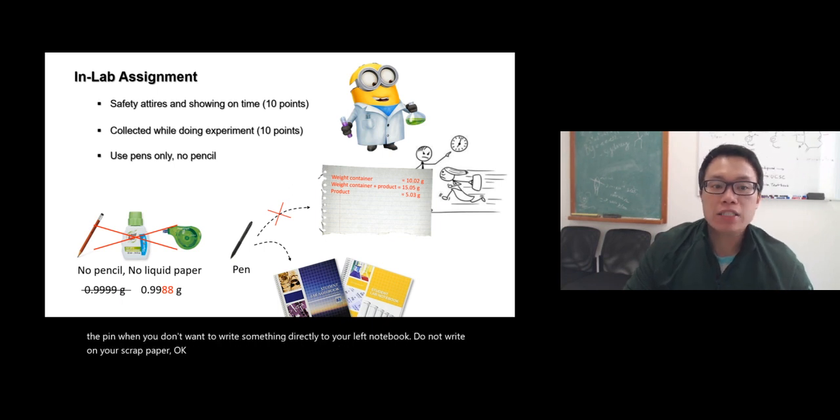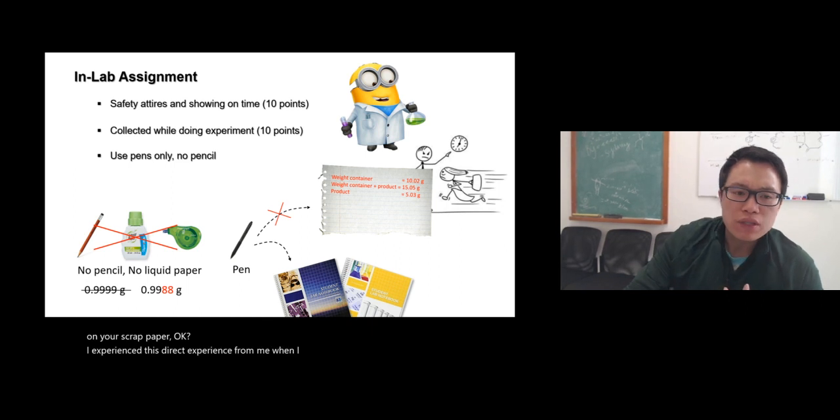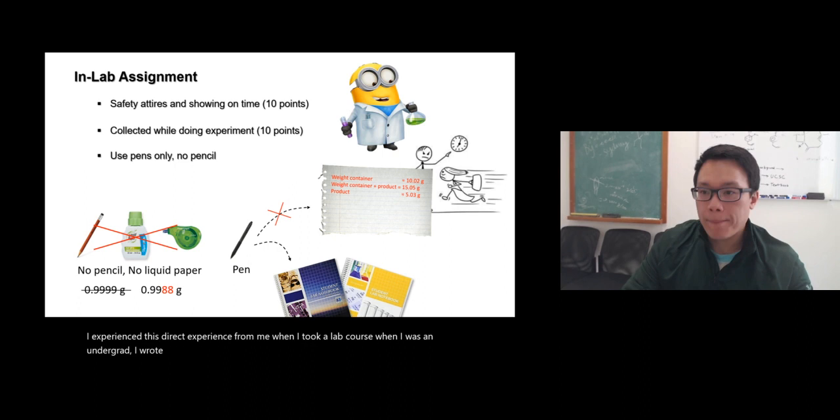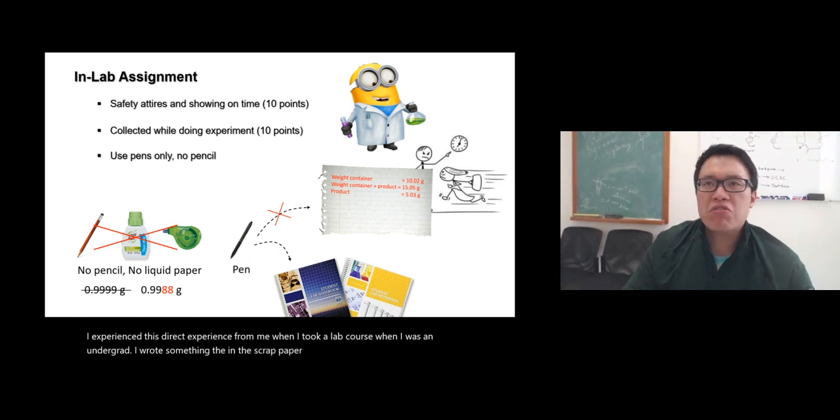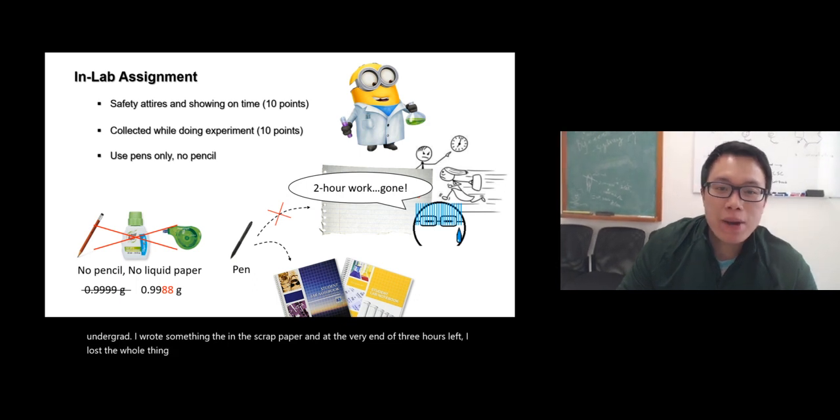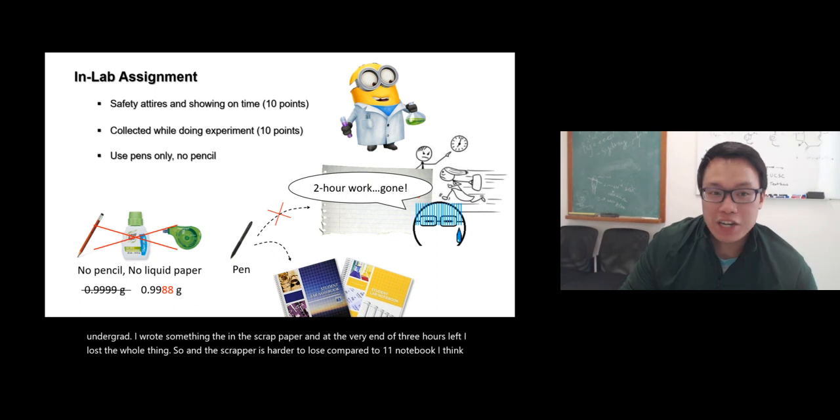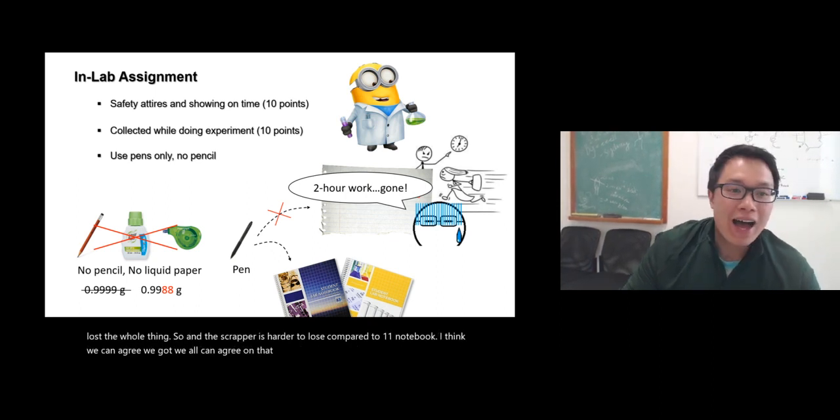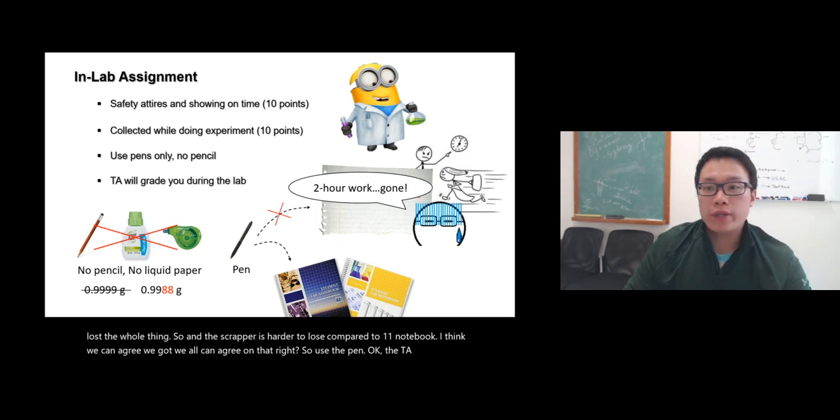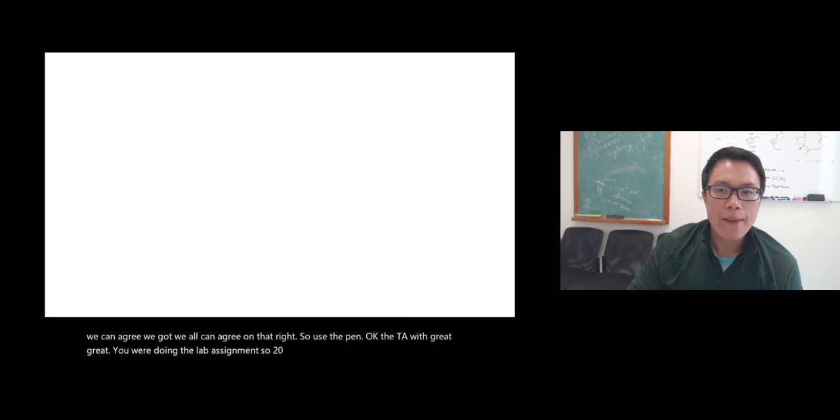Okay. I had this direct experience when I took a lab course as an undergrad. I wrote something on scrap paper, and at the very end of the 3 hour lab, I lost the whole thing. And scrap paper is easier to lose compared to a lab notebook. I think we can agree. We all can agree on that, right? So use a pen. Okay. The TA will grade you during the lab. All right, that's the in-lab assignment. So 20 points total. All right.